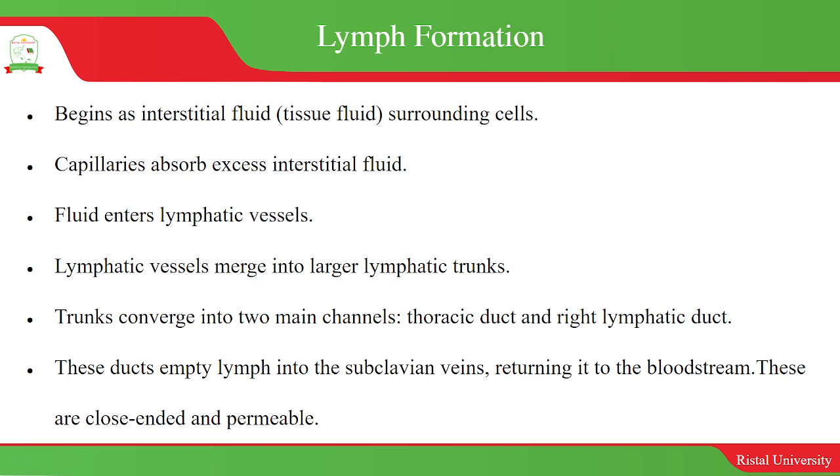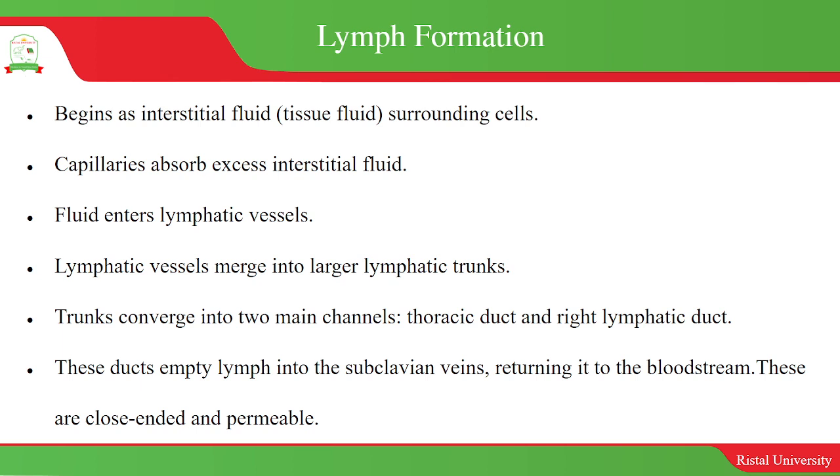So how is this fluid produced? This fluid is produced from what we call interstitial fluid. This fluid can also be called tissue fluid. It surrounds the cells in tissues. Now the excess interstitial fluid gets absorbed into the lymphatic capillaries. So when it enters the lymphatic capillaries, it actually becomes the lymph.